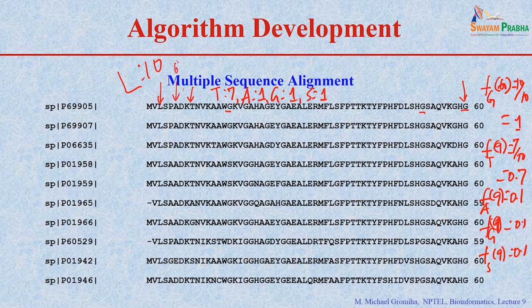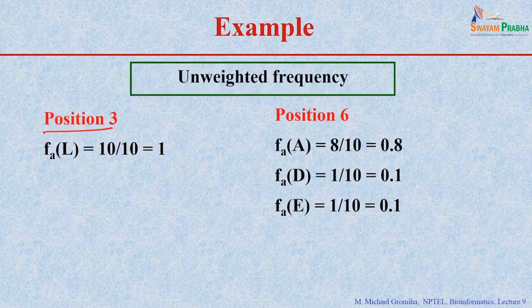alanine, alanine 8 times, D one time, E one time. So, now we get the frequency. F of A equals 0.8, F of D equals 0.1 and F of E equals 0.1. So, we take position number 3 occupied only by leucine and the preference is 10 by 10, which equals 1. Now, we convert these frequencies into score.